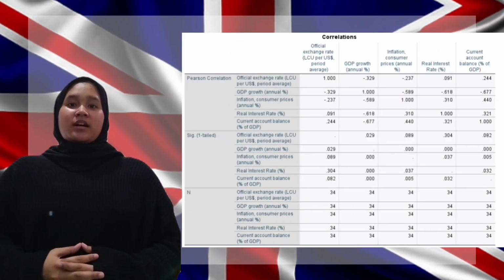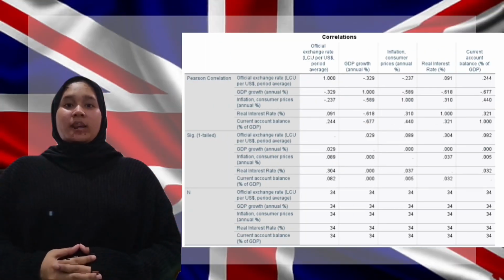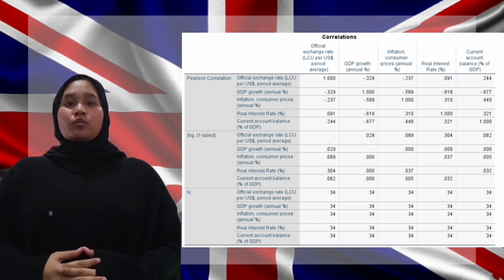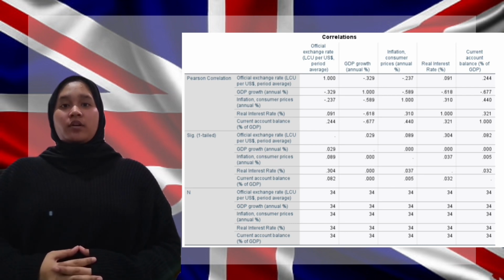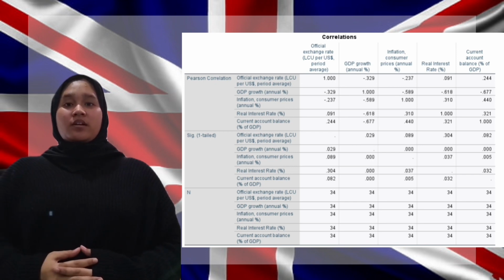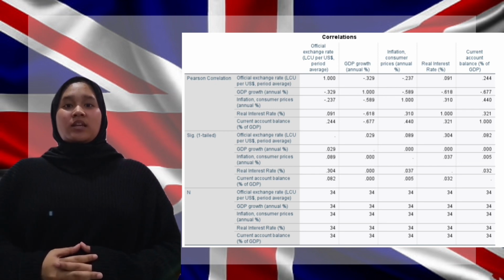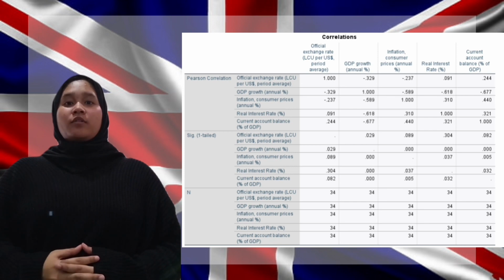The correlation values of the current account balance of GDP and real interest rate with the exchange rate are 0.244 and 0.091 respectively, which can be considered positive correlations, as it can be explained that if the current account balance of GDP and real interest rate increase, the exchange rate of the pound also increases. The value for inflation is negative 0.237, while the value for GDP growth is negative 0.329. Both of these factors show negative correlations with the exchange rate. From this, we can conclude that if both inflation and GDP growth increase, the exchange rate of the pound will also be increased.